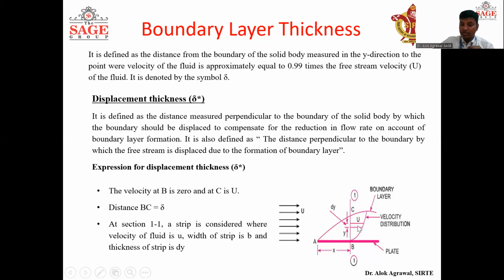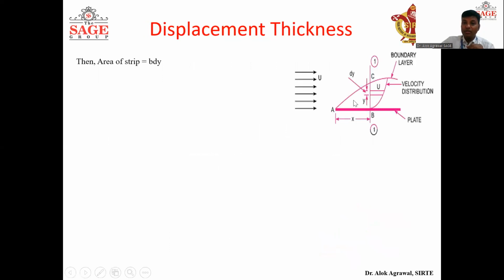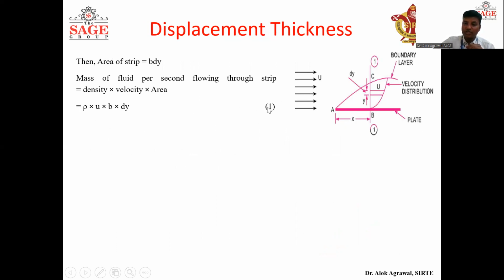So we have considered a strip of width b, this length is b, thickness is dy, located at a distance y from point B in perpendicular direction. So let's start then. Now the area of the strip will become dy thickness into width b, that is b into dy. So the mass of fluid passing through this strip will be density into velocity into area. Density we have taken rho, velocity we have assumed small u, and area is b into dy. So it will be rho u b dy, give this equation 1.